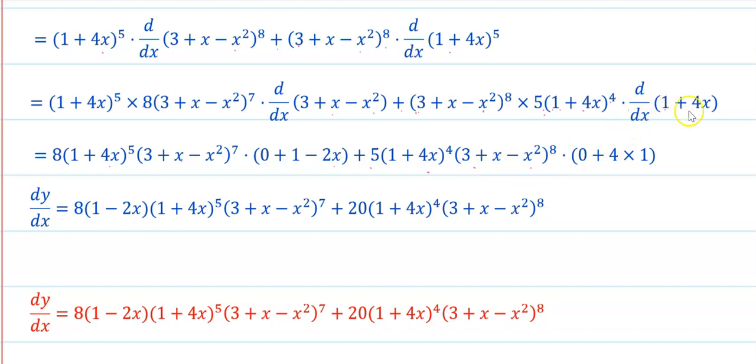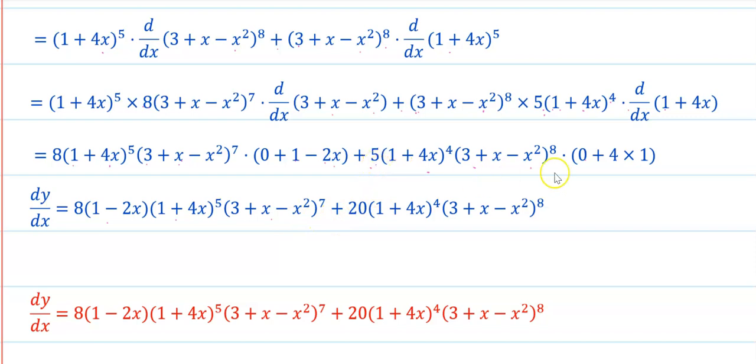Now the derivative of 1 is 0. Derivative of 4x is 4. Derivative of x is 1. And hence 0 plus 4, that is equal to 4. Put a normal simplification. This 8 is as it is. (1 plus 4x) raised to 5. This is also as it is. What about here? 1 minus 2x. Here is 1 minus 2x. What about the next? (3 plus x minus x squared) raised to 7 plus the next multiplication.